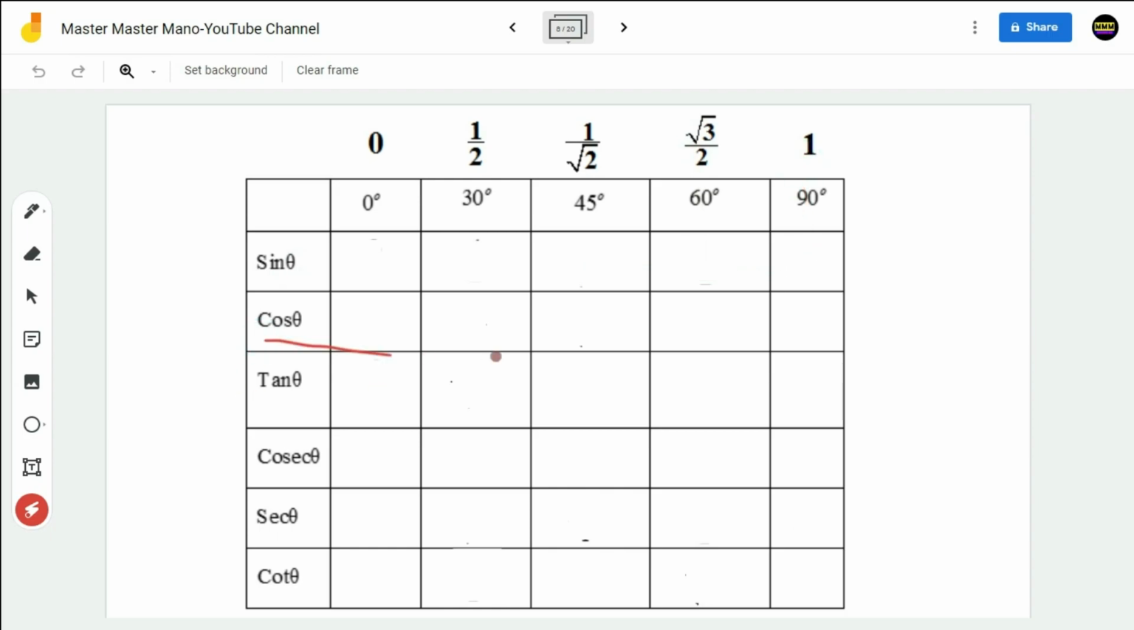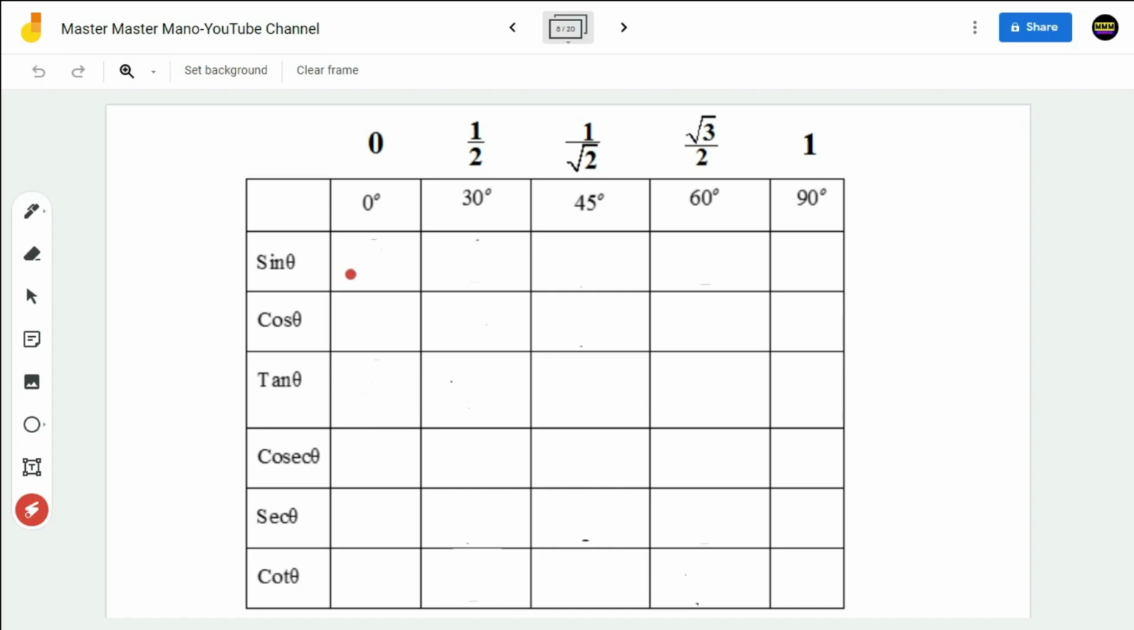For cos theta, we have to write the memorized value in the reverse order. That is, for cos 0, we have to write 1. For cos 30 degree, we have to write root 3 by 2. For cos 45 degree, we have to write 1 by root 2. For cos 60 degree, we have to write 1 by 2. And for cos 90 degree, we have to write 0. For tan theta, we have to divide the values of sin theta and cos theta. That divided value should be written in this line.